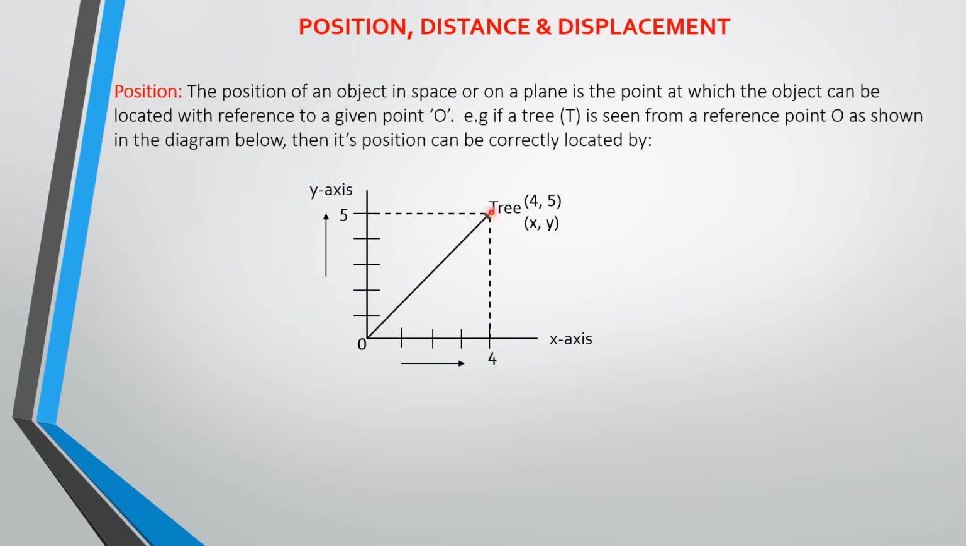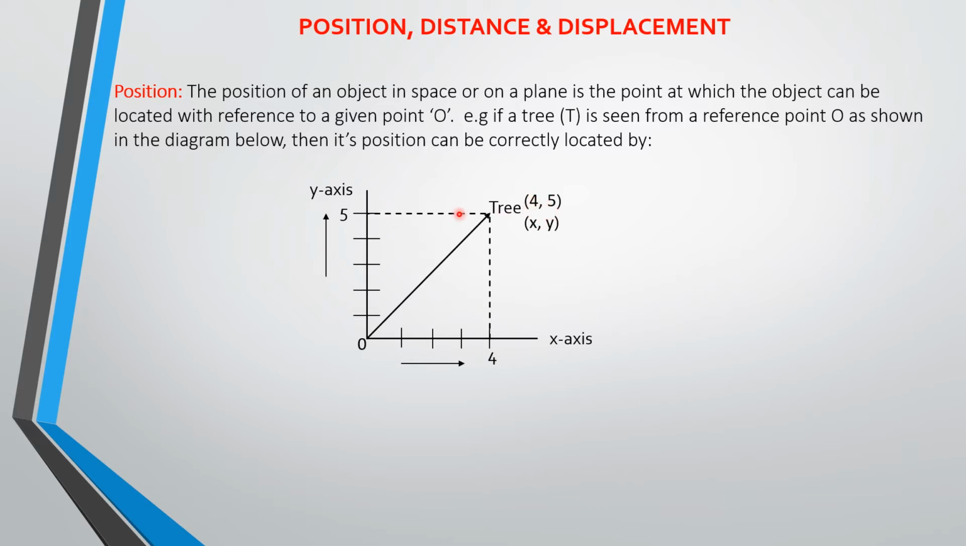So assuming the point on the y-axis is 5, and the point on the x-axis is 4, you can write the coordinate points of the tree as (4, 5). The 4 represents the X, the 5 represents the Y. The X is written first before the Y. You should know that from your mathematics when you are drawing your graphs. So this is how to locate a point on the plane.